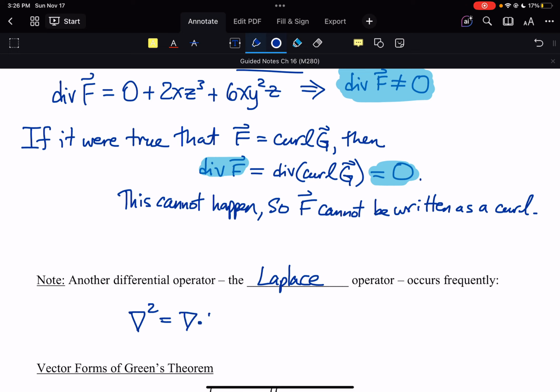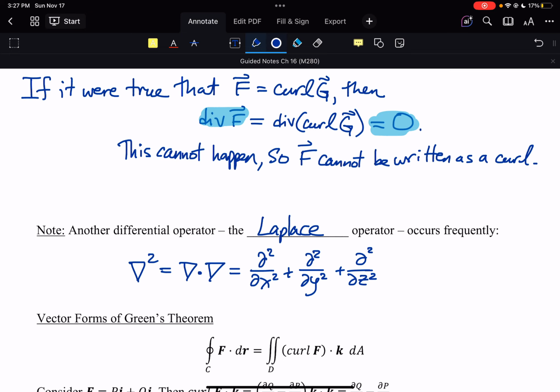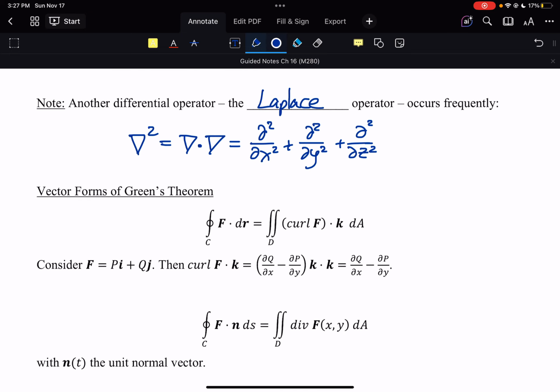So this is del dotted with del, is the notation sometimes used, or just partial squared with respect to x squared plus partial squared with respect to y squared plus partial squared with respect to z squared. Basically, this Laplace operator acts as a second partial derivative with respect to x's, y's, and z's. So if we were going to evaluate second order partials for a lot of these things, we would use the Laplace operator.